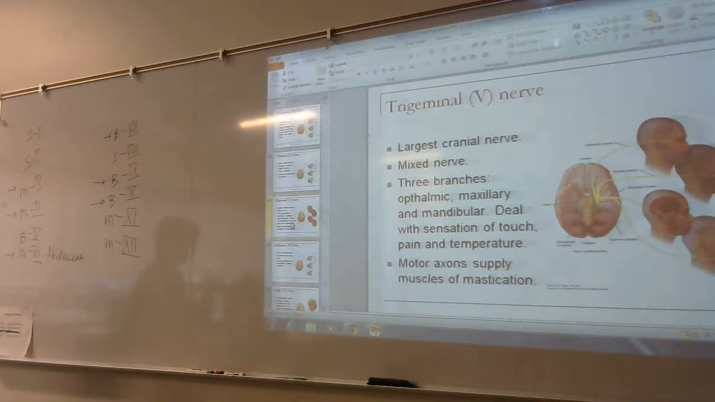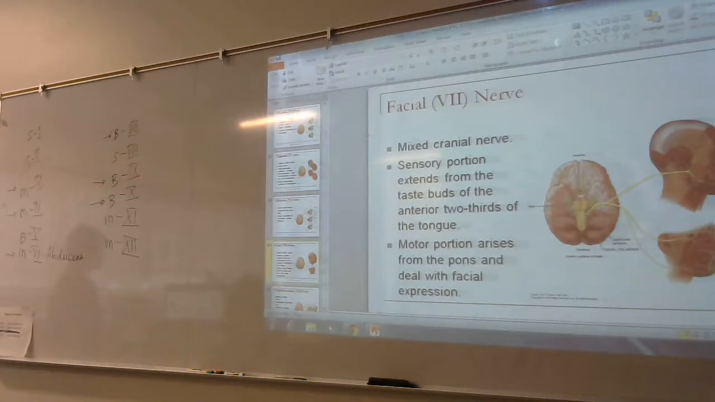Or you can put something hot, something cold. And then what about the motor part? It's the one that is responsible for chewing, the muscles of mastication. So you can tell the patient, can you clench your teeth? If they're able to do that, you see the muscle being strained over here, you know that that cranial nerve is working, okay? Then we go to cranial nerve number 7, your facial nerve.